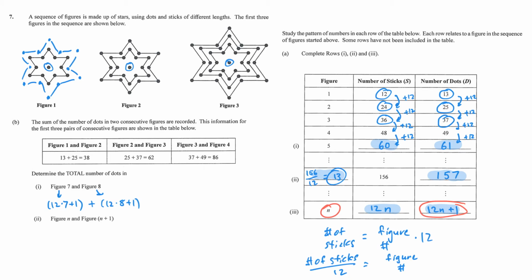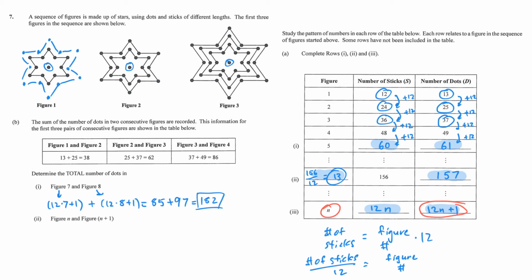So calculating the number of dots in figure 7, we have 85 dots in figure 7, and then in figure 8, 12 times 8 plus 1 would be 97. Adding 85 and 97 together, we get 182. So that's the total number of dots in figures 7 and 8.